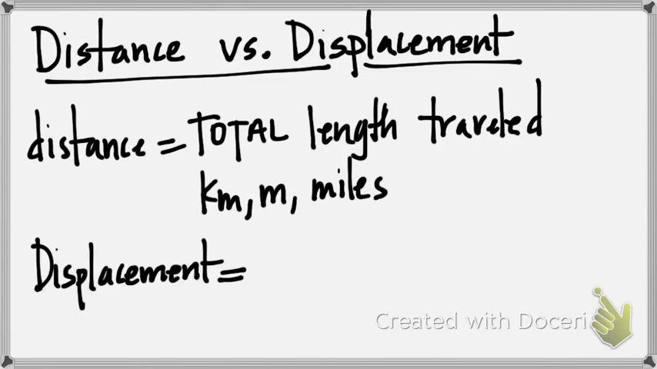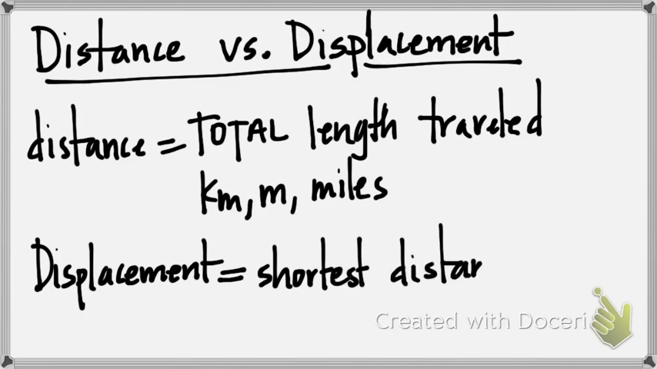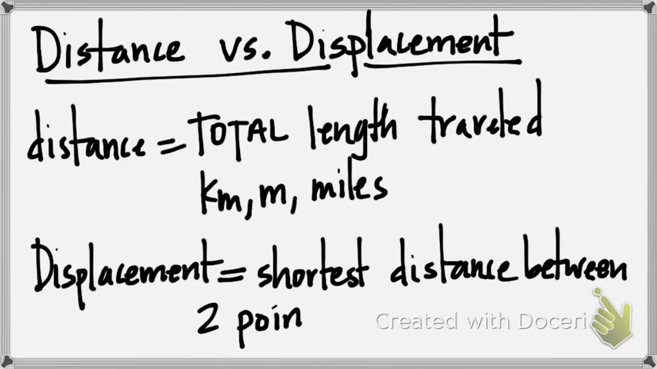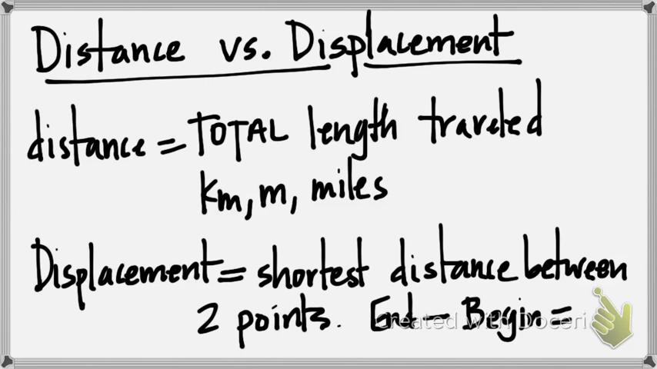Displacement, on the other hand, is not the total length traveled, but instead it's basically the shortest distance between 2 points. You're essentially taking the end point and subtracting where you begin. And the difference is going to be your displacement.